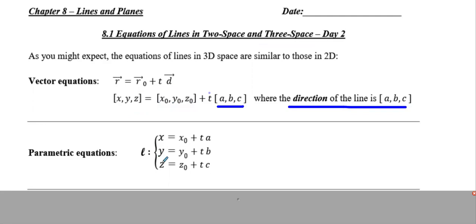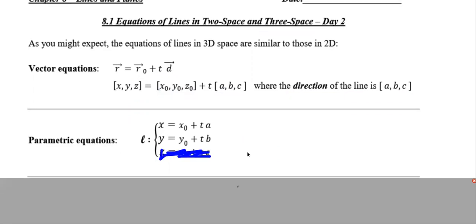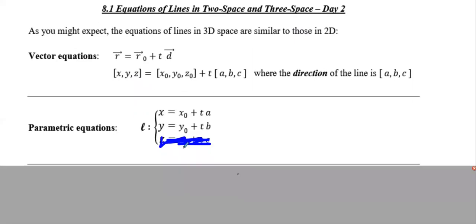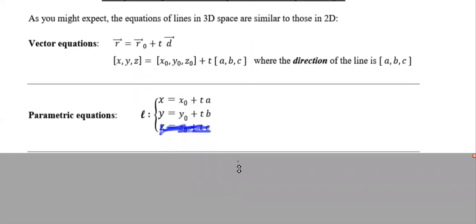Parametric equations, again, in two dimensions, you would not have this third component. But since we're talking about three dimensions, you will have three. So not really a big change there. Still looking at the same sort of setup and the way it works.